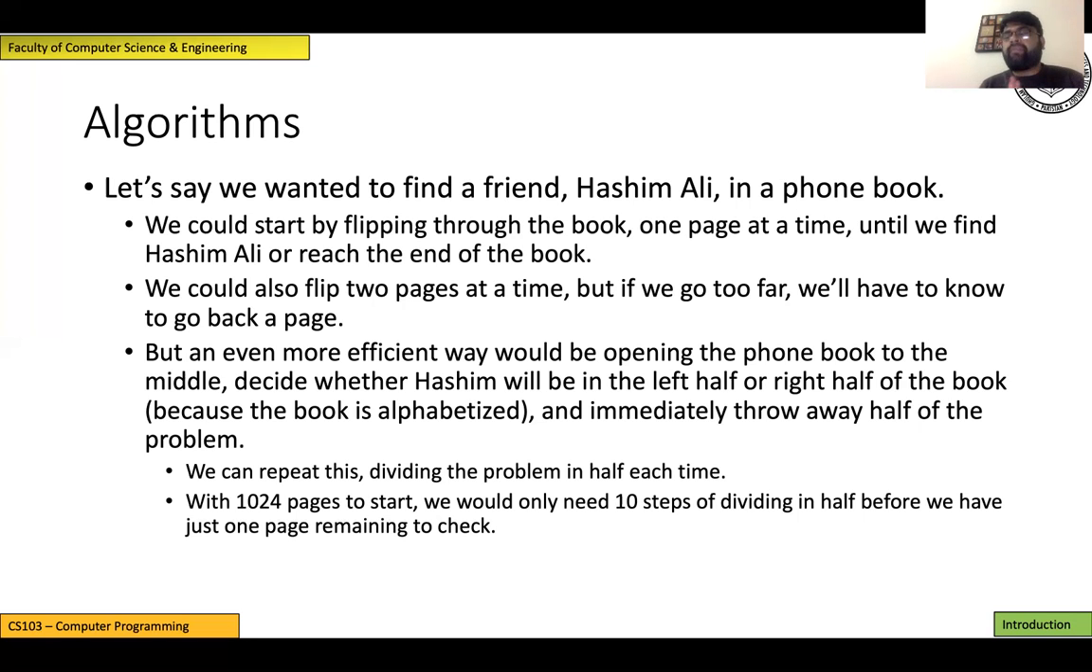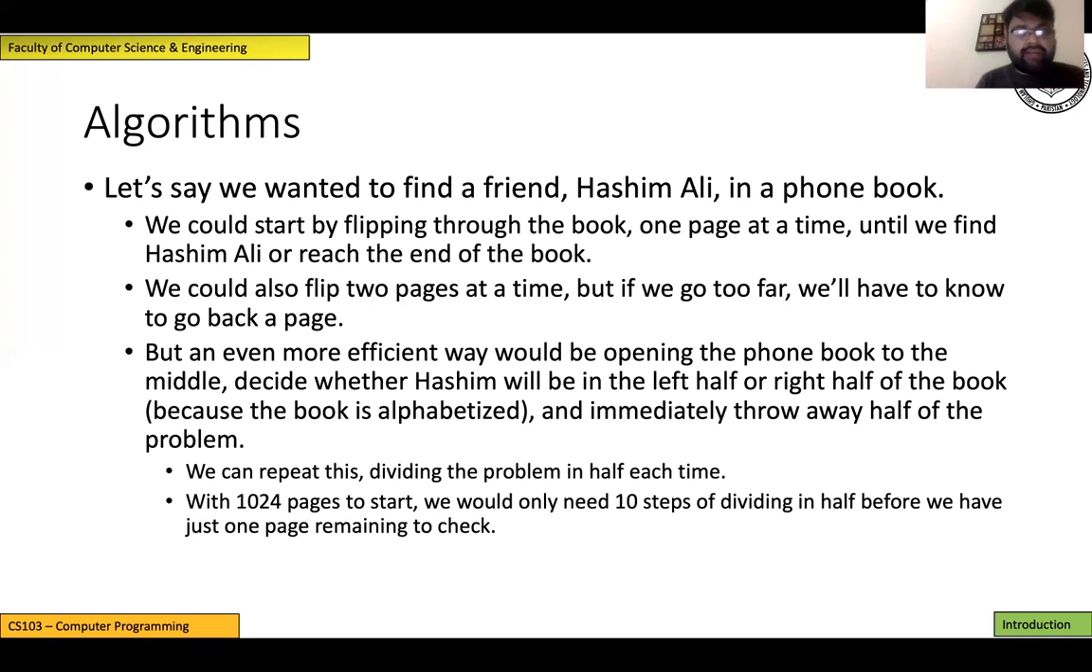By this particular process, if you open the middle, you have actually thrown half of the book away. If H is in the later part, we need to throw the first half and keep the second half and search again. So in each step, we can divide it into two parts by opening in the middle each time, and based on the value in the middle, we can decide if we have to look into the left half or the right half.